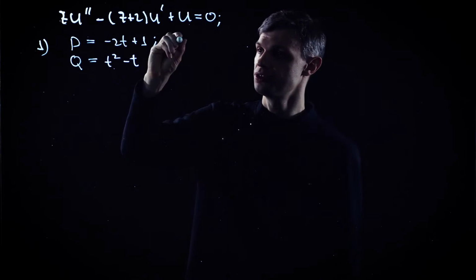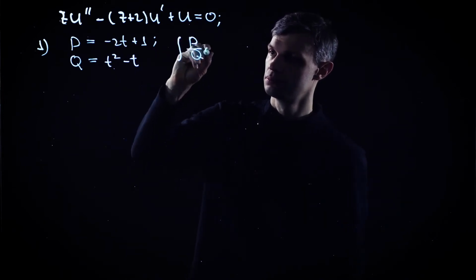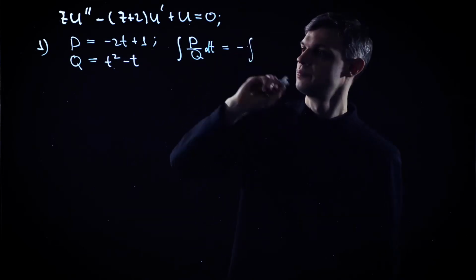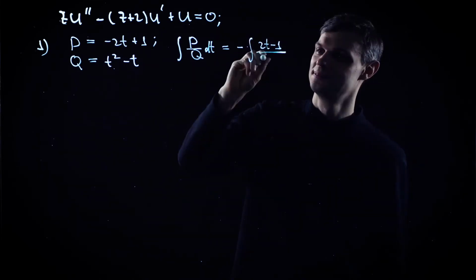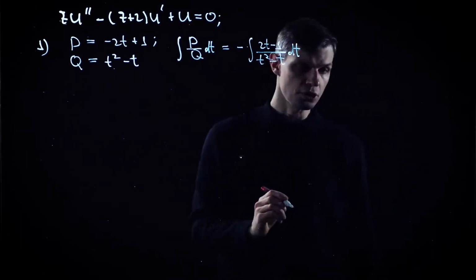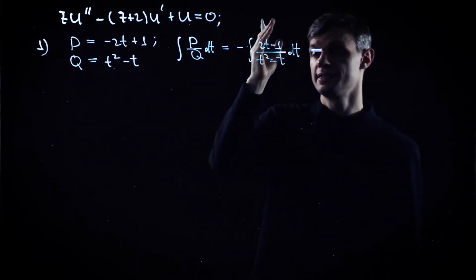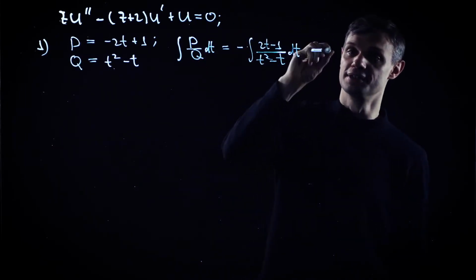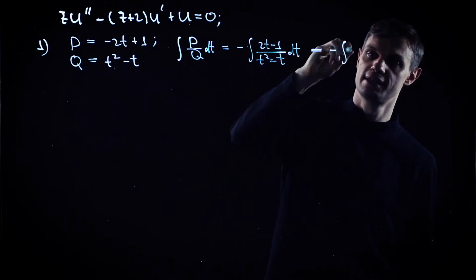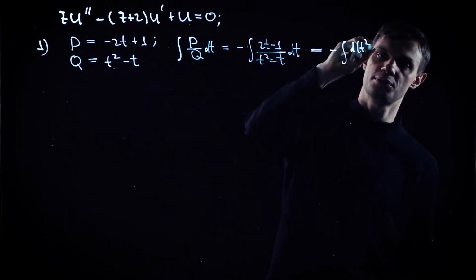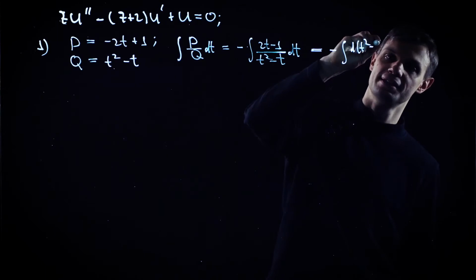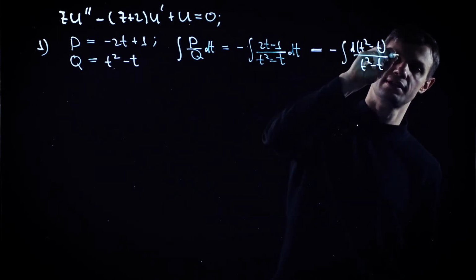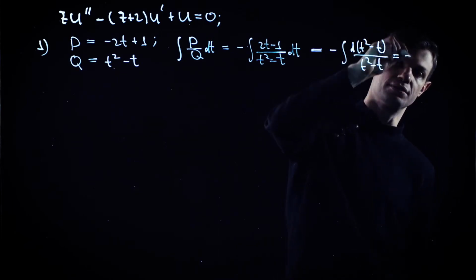Now we need to compute the integral. Let's factor out the minus sign. What you notice is that the numerator is a simple differential of the denominator. So it's simply minus d of (t squared minus t) divided by t squared minus t. And the answer is a simple log.